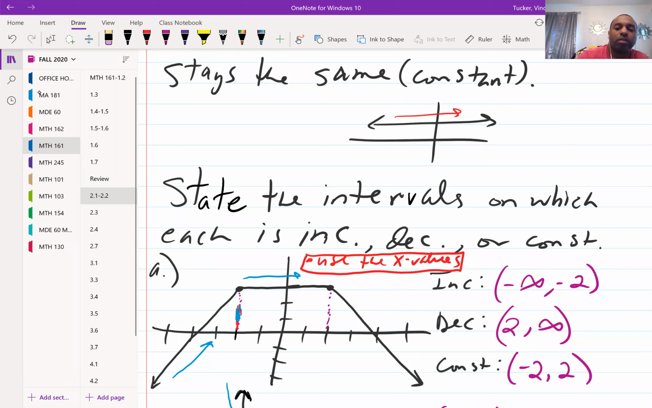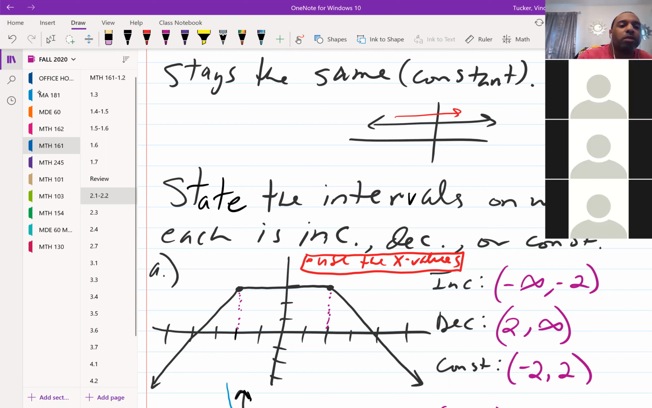All right, so this first one, state the intervals on which each is increasing, decreasing, or constant. So if you copy, see something real quick.